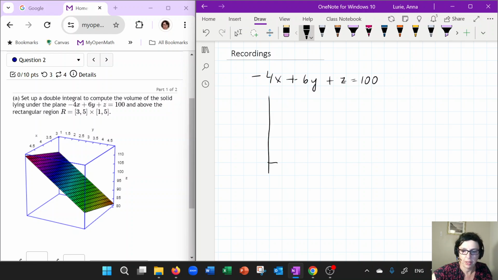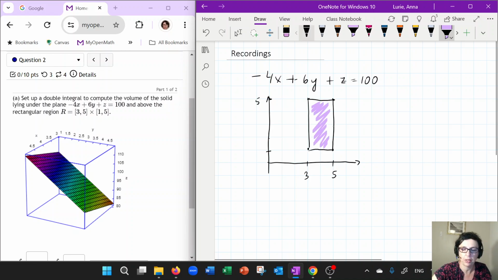Generally speaking, when they give you these x and y intervals, x is going to go from 3 to 5 and y is going to go from 1 to 5. So this is what that rectangle is going to look like. These are the vertices, and then I can just join them with line segments. And this is what we are going to be integrating over.